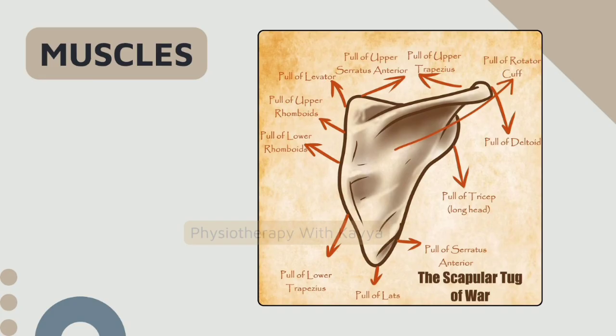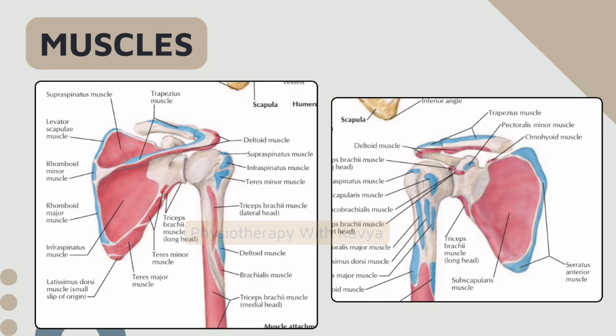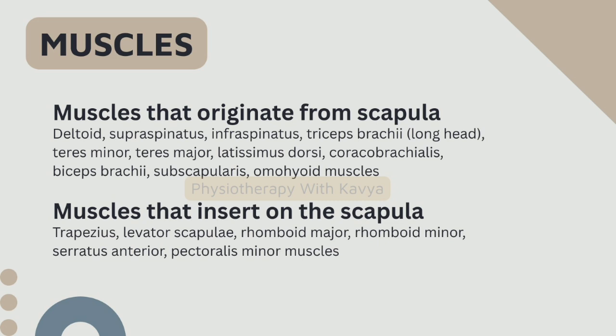The position and the motion of the scapula is largely governed by the muscles, and there are a lot of muscles originating and inserting into the scapula. That is why in the images that we find on Google about muscles of scapula, there is this popular picture, the scapular tug of war, because a lot of muscles are pulling it in a lot of different directions. The red ones are the origin of the muscle and the blue ones are the insertion points. Let's have a look at them.